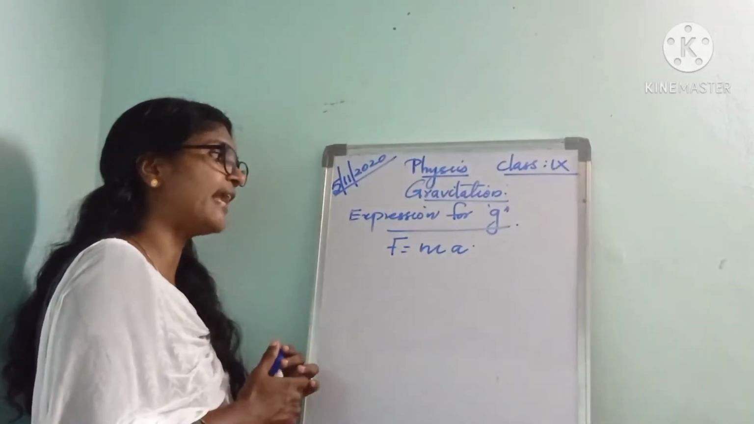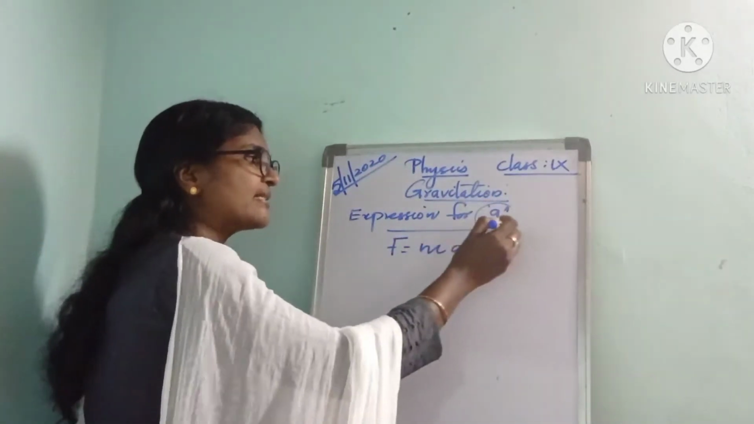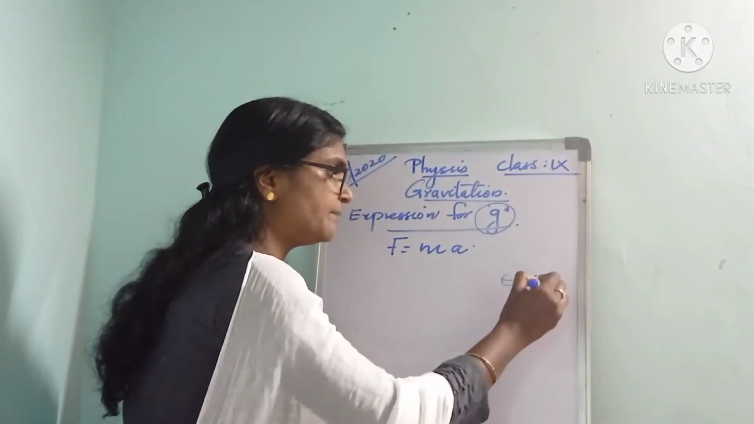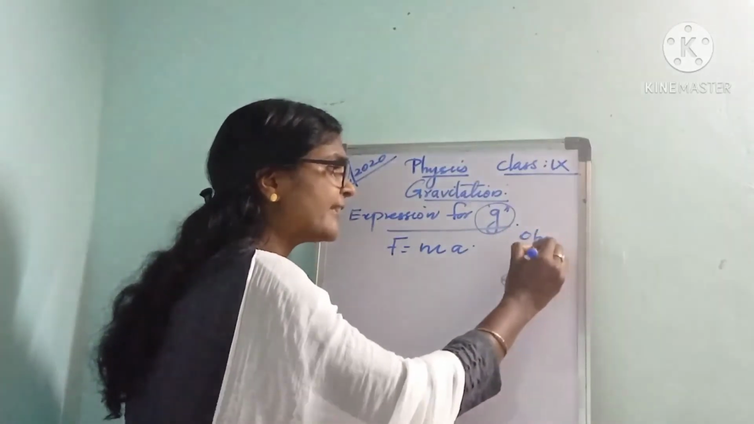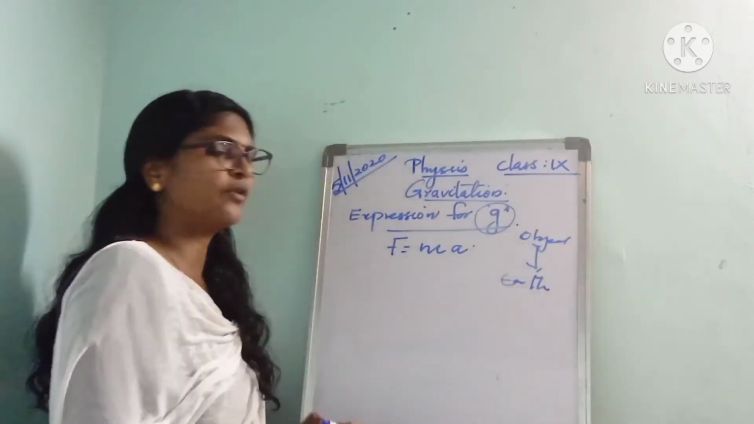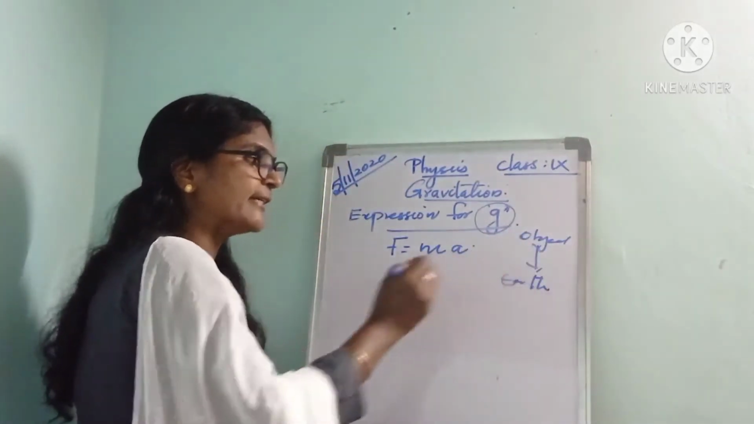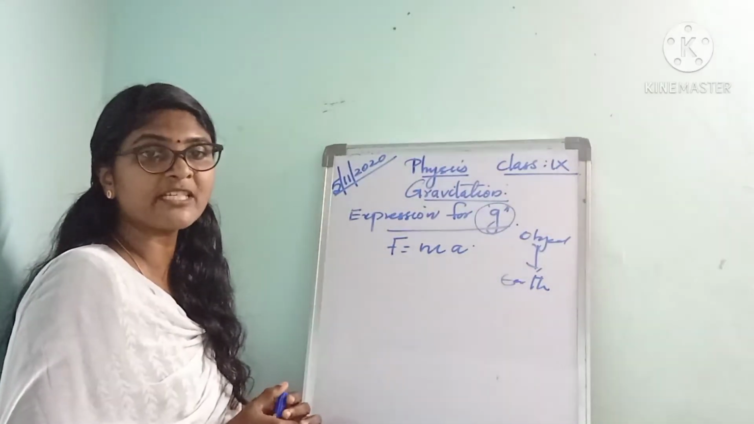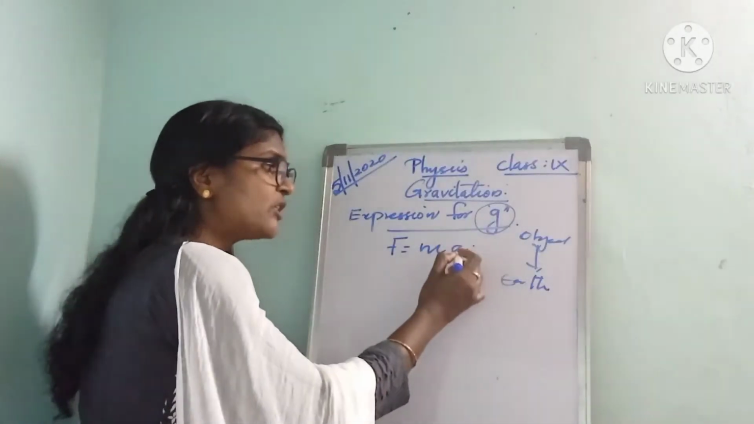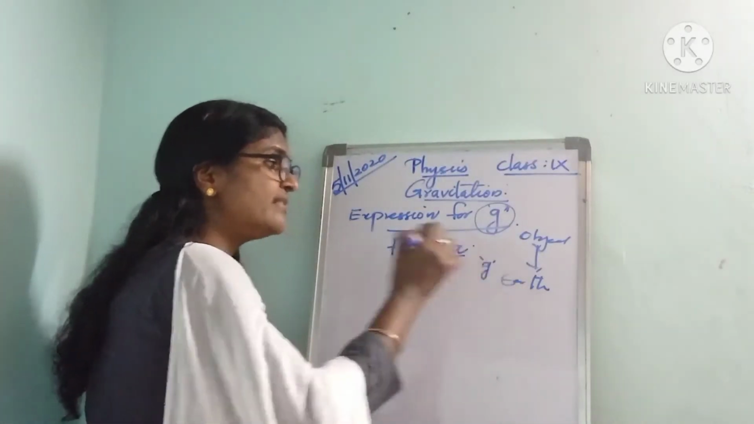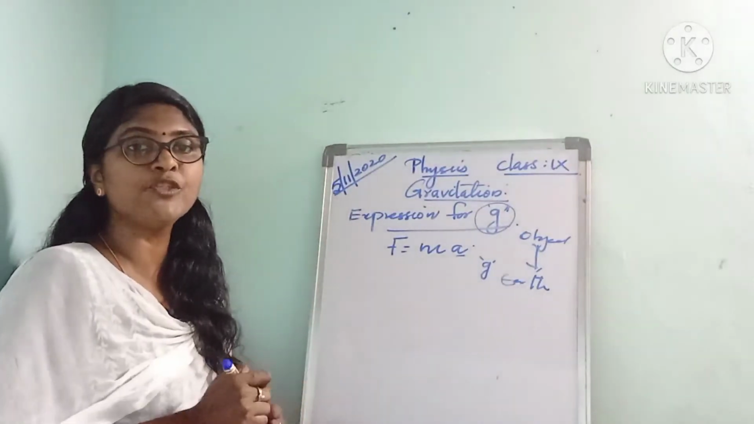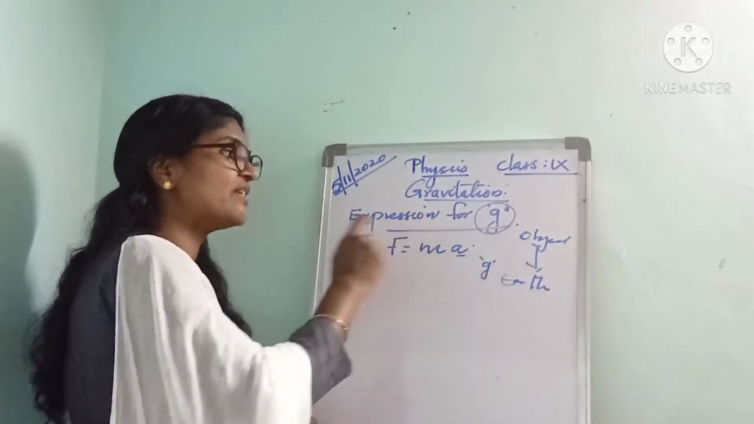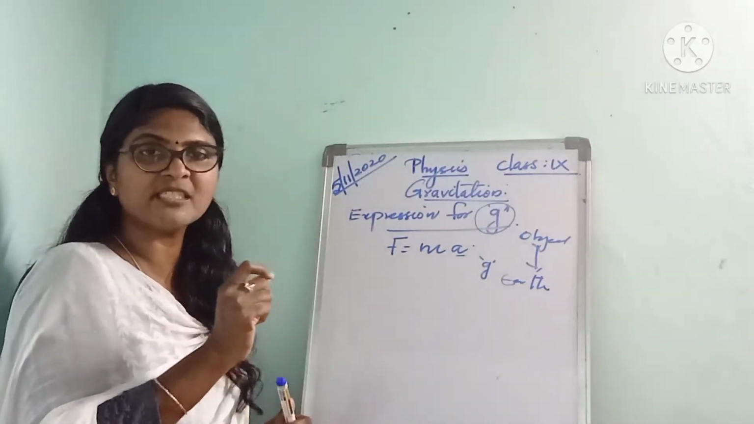In order to find an expression for acceleration due to gravity, here we are considering Earth and the object. So here the force is between Earth and the object. The object moves towards Earth due to Earth's gravitational force, so the acceleration produced is not a. Instead of a, we have to write a small g. Here the acceleration is actually due to Earth's gravitational force, so that acceleration is called the acceleration due to gravity, small g.